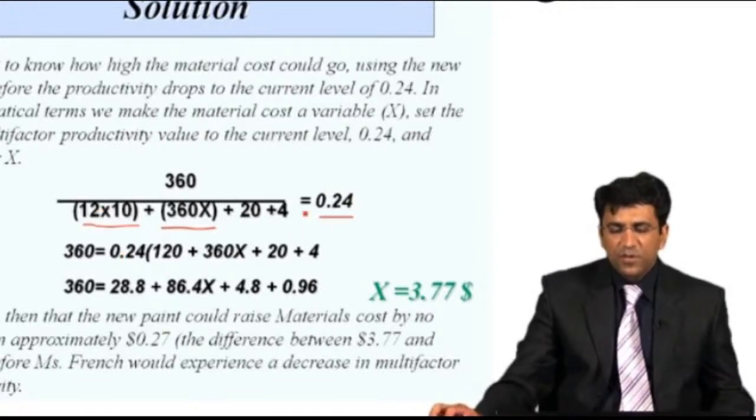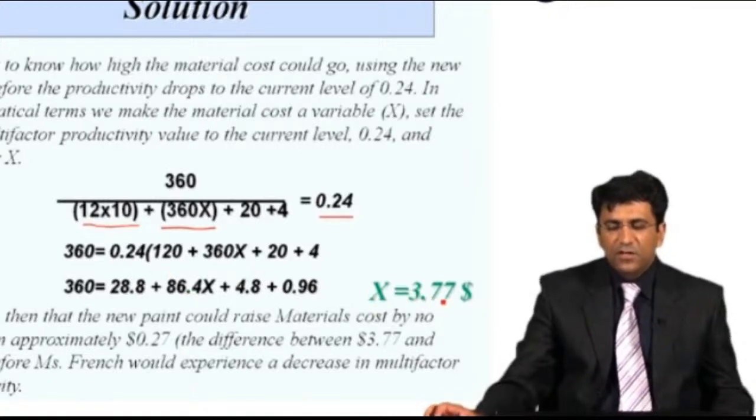So you can see by cross multiplication and solving this particular equation, we can get the value of X is equal to 3.77. So it was being asked in the question that how much material cost should be increased. Initially the material cost was 3.5, so the increase in material cost will be equal to 3.77 minus 3.5. This will be almost equal to $0.27. So this is the final answer to this particular question.